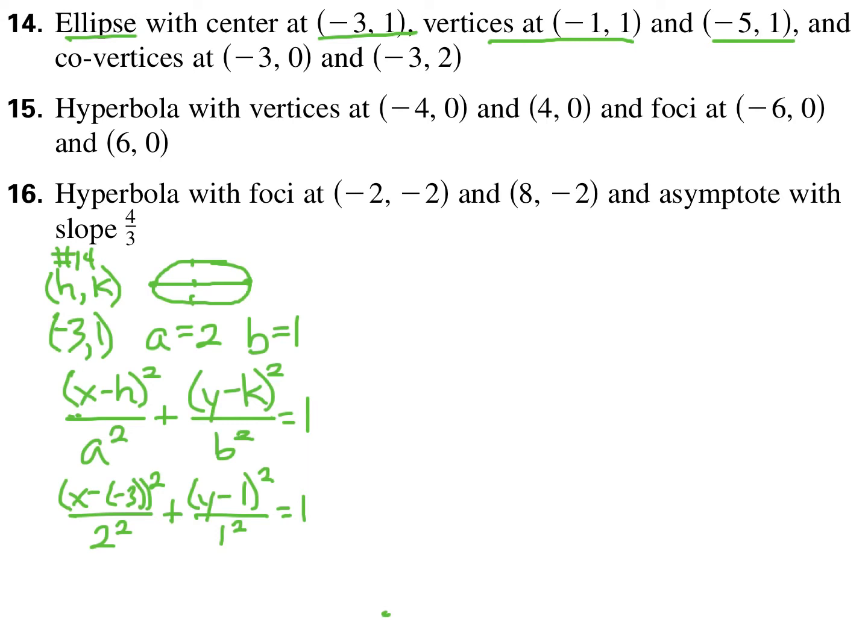So now it's just a matter of reducing, and this is going to get a little cramped, sorry about that. So x plus 3 squared over 4 plus y minus 1 squared over 1 equals 1.